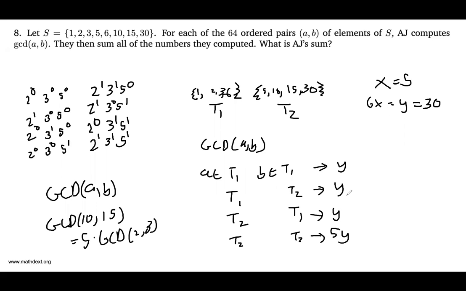So the sum of our 64 ordered pairs' GCDs is nothing else but 8y, which is equal to 240. And this is our final answer, so we are done.